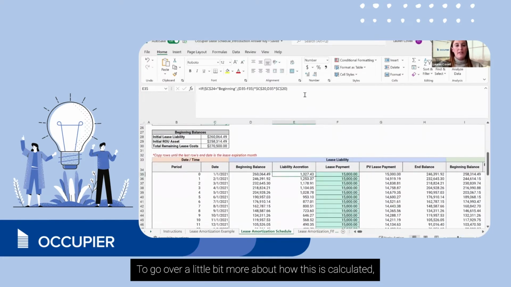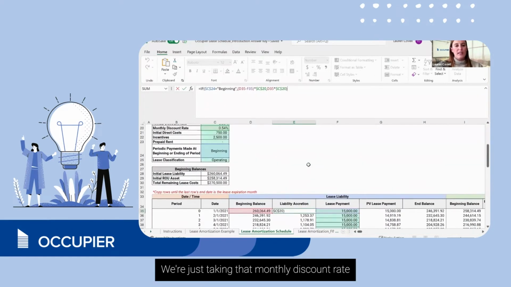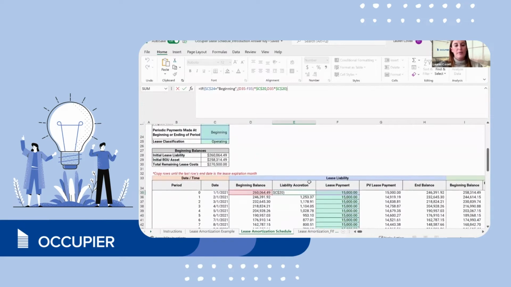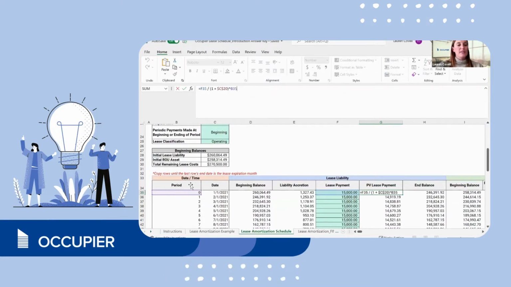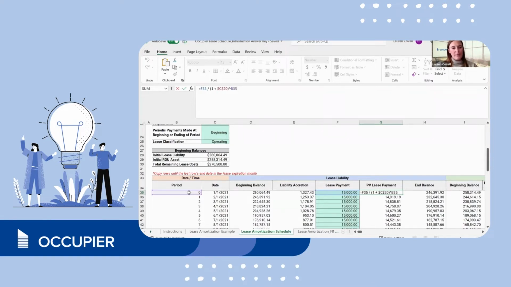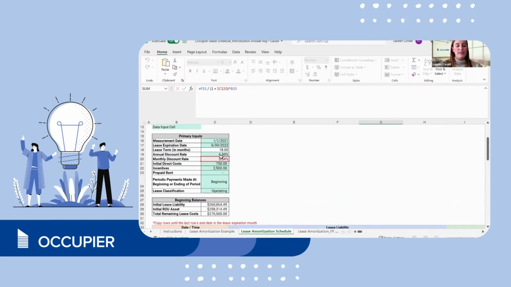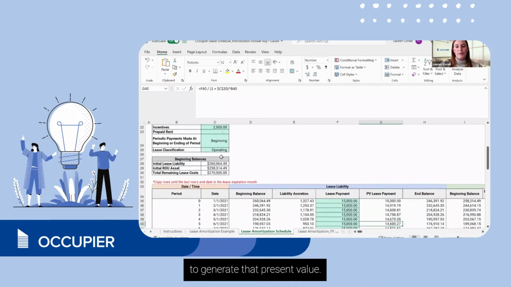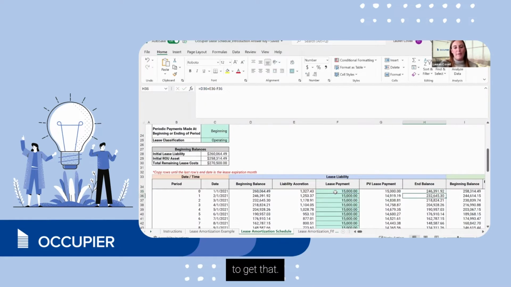To go over a little bit more about how this is calculated, liability accretion is just the interest expense, which is taking that monthly discount rate based on the balance of lease liability. The present value is taking the period. So if it is paid in advance, period starts at 0 because you paid it that day. If it is paid in arrears, or at the end of the period, it starts at period 1. We'll use that period and the discount rate to generate that present value. The ending balance is calculated taking the beginning plus your liability accretion, subtract out your lease payment to get that.